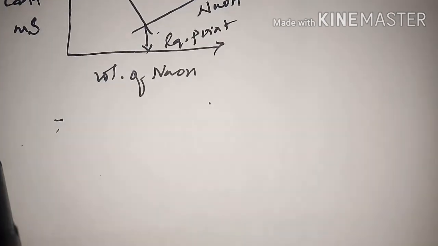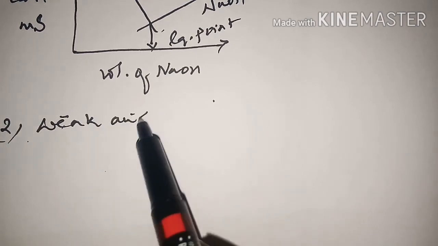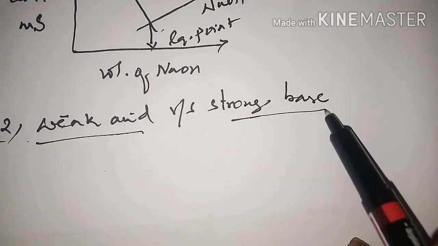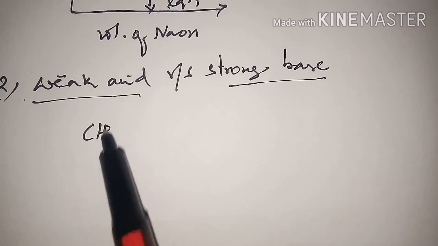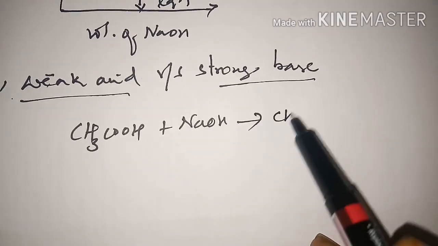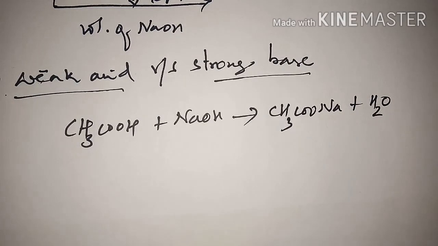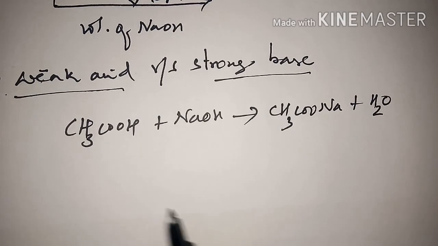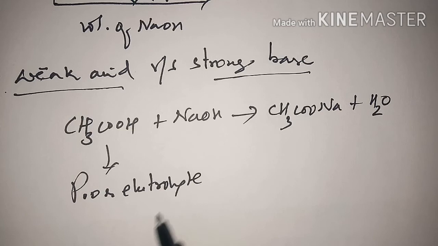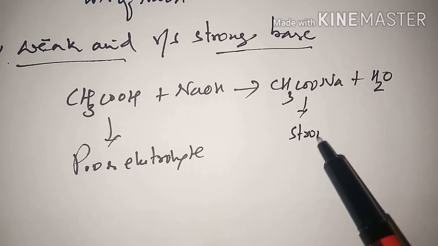Now similarly, another titration, weak acid versus strong base. The weak acid is acetic acid, plus strong base NaOH. You will get sodium acetate plus H2O. Now acetic acid is a poor electrolyte because of poor dissociation. This is a strong electrolyte and this is also a strong electrolyte.